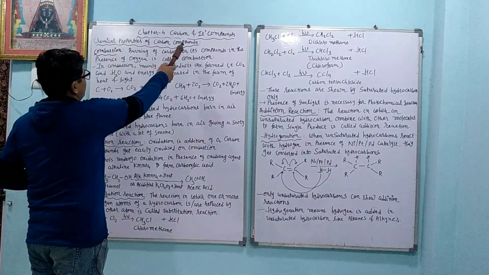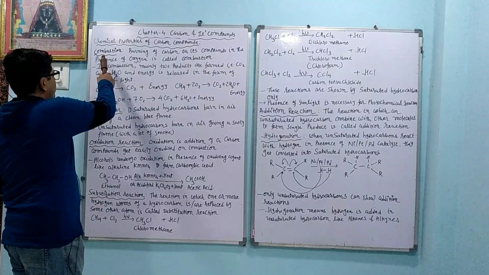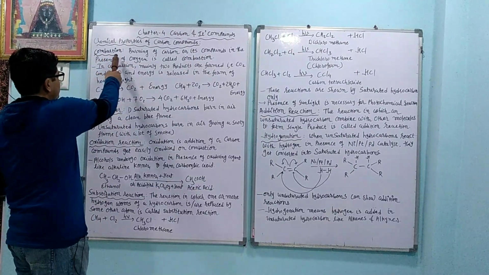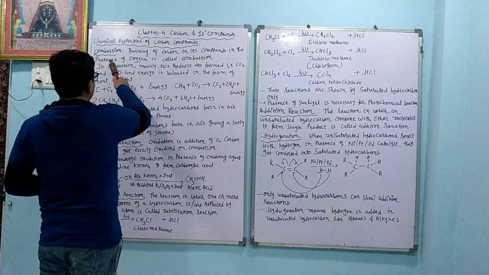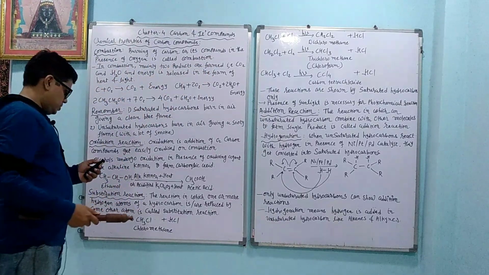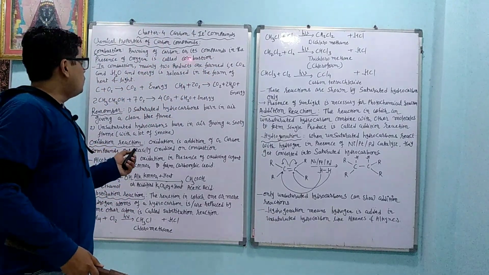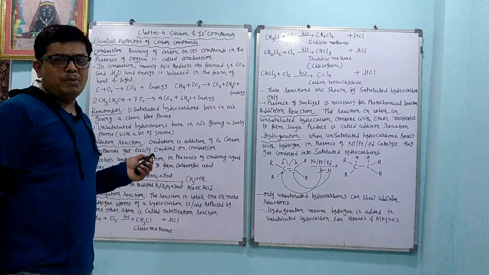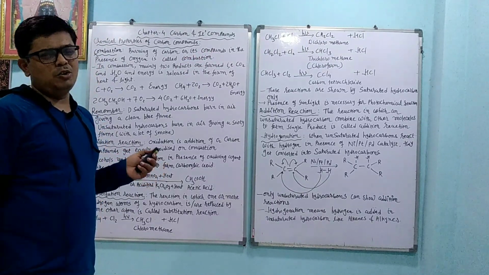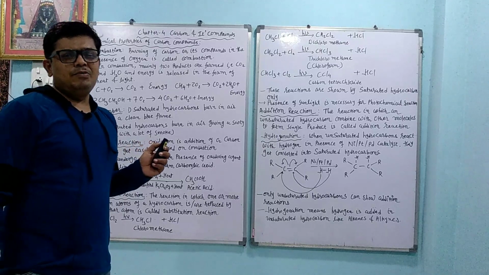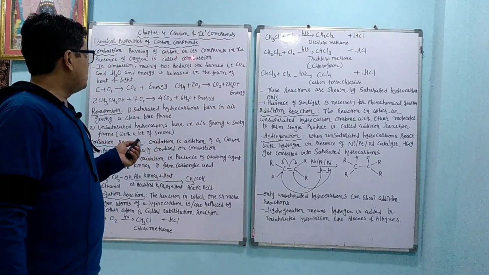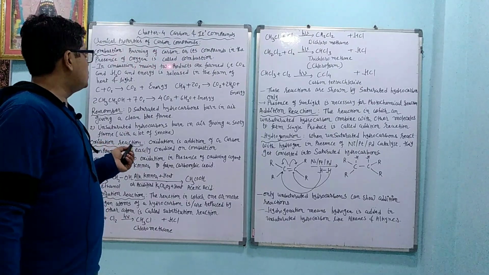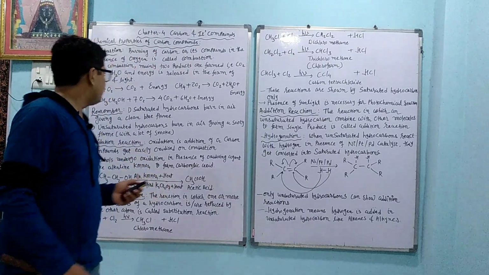Chemical properties of the carbon compound. In that we will learn different reactions. First reaction is the combustion reaction. Combustion: burning of carbon or its compounds in the presence of oxygen is called the combustion. Many carbon containing compounds are there: alcohol, ketone, alkane, alkene and alkyne. So they burn. Burning of carbon or its compound in the presence of oxygen is called the combustion reaction.